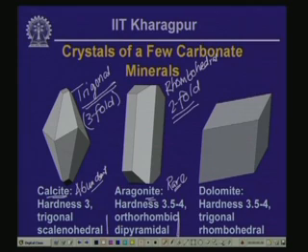Now, the third example given here is of dolomite, and dolomite has got a hardness of 3.5 to 4, and this has got a trigonal rhombohedral symmetry, and the symmetry in this case is quite comparable to the symmetry of calcite as indicated on the leftmost cartoon on this slide.